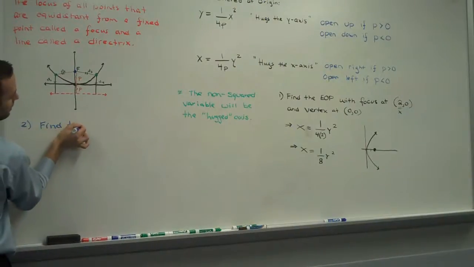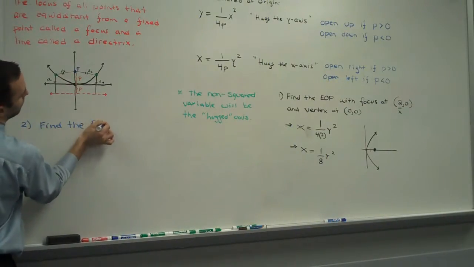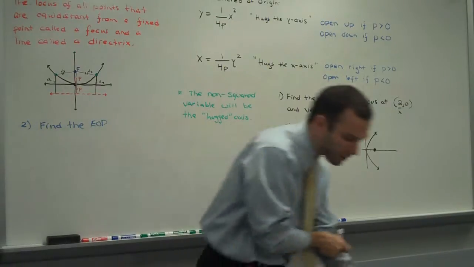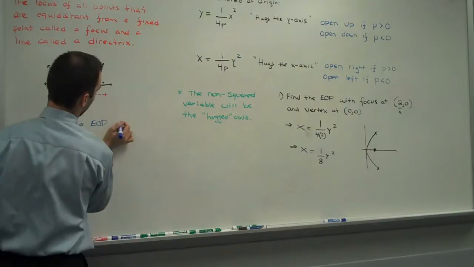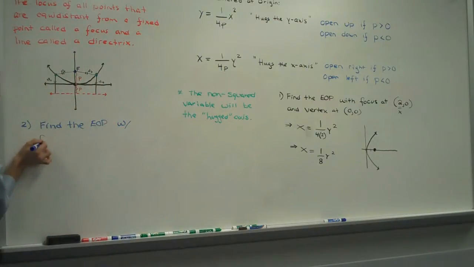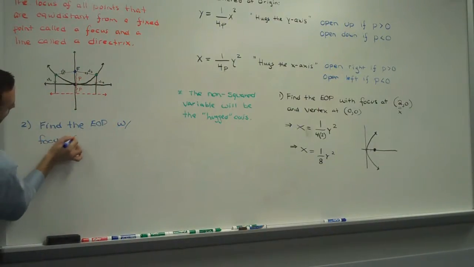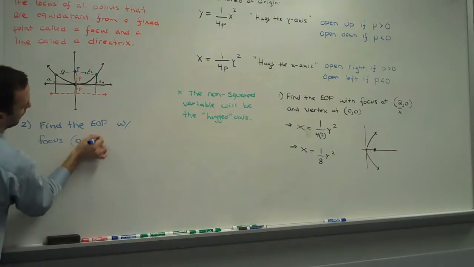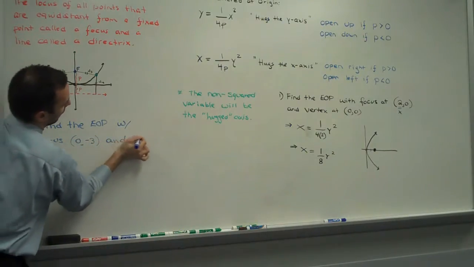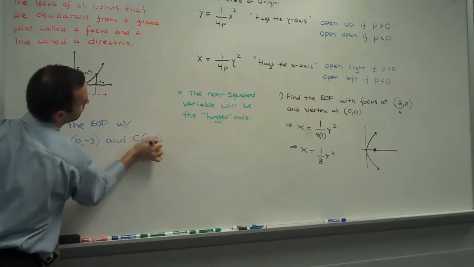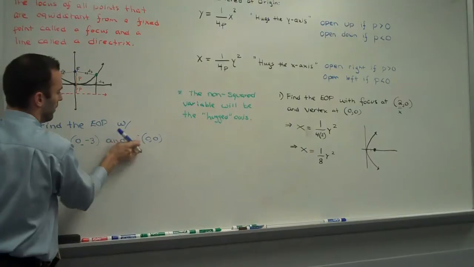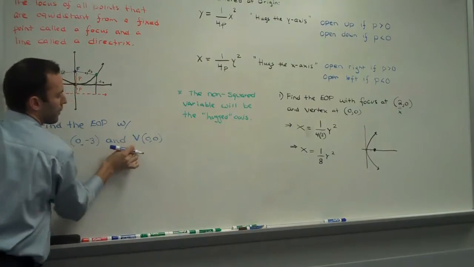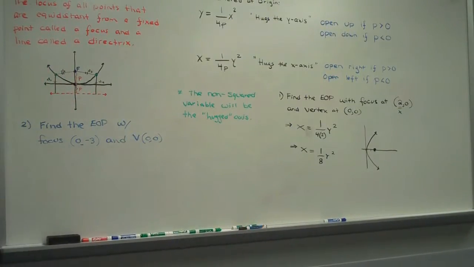Find the equation of a parabola with a focus at (0, -3) and the center at (0, 0). Just remember this notation, vertex, from yesterday? Yeah, that too. The notation was vertex (0, 0). So it's telling you the name of the location of this.